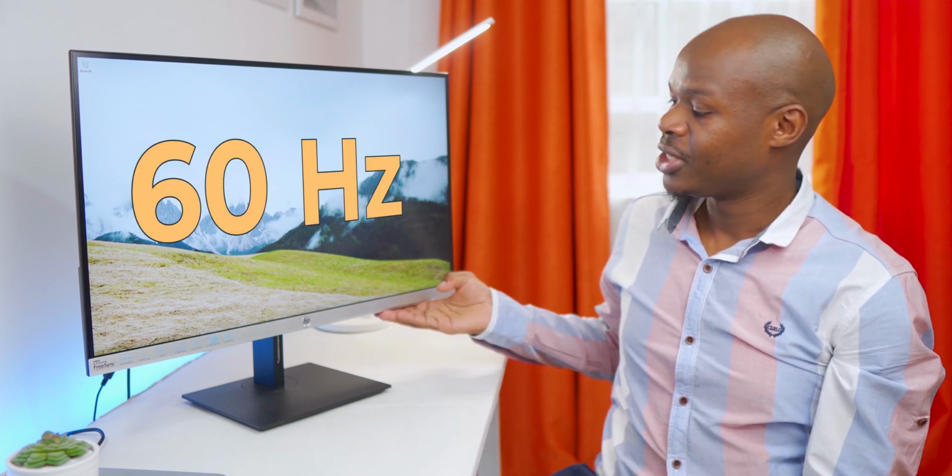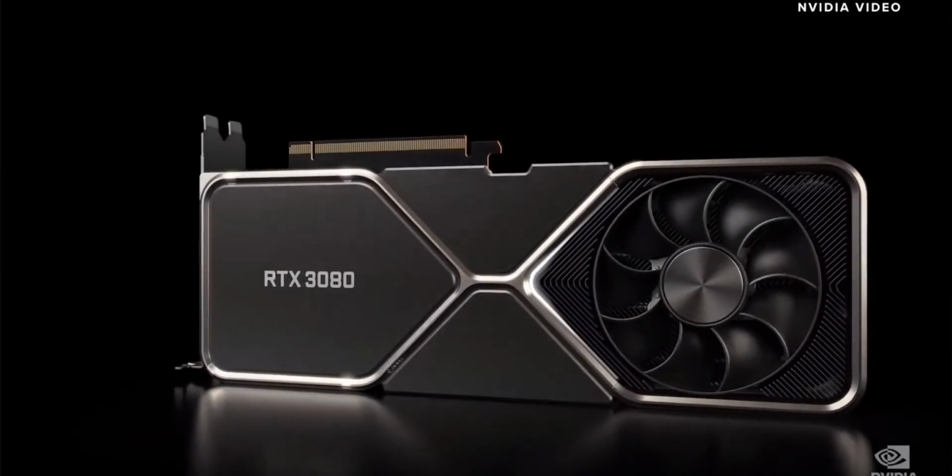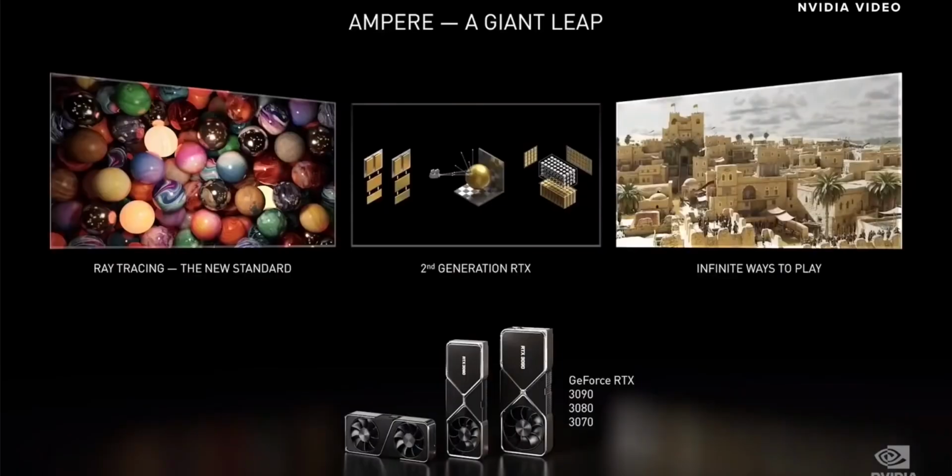Now, let's talk about refresh rate. This HP monitor does 60Hz in 4K. 60Hz is nothing to tell your friends about, seeing as monitors are being churned out from MSI, ASUS and so on with refresh rates of up to 360Hz. But the point is, those are intended for gaming, especially with the new RTX 3000 series graphics cards coming out.